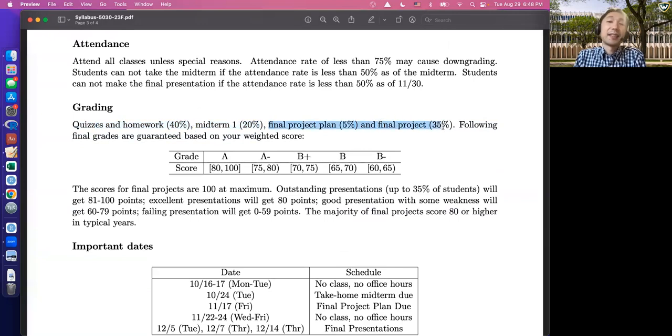And for final projects, usually everyone works hard, but I still want to give extra credit for outstanding presentations. If I give all students 100, that may not be fair if some students spent more effort and made excellent presentations. Midterm, quizzes, and homework have some variability, so I want to differentiate a little bit for final projects as well.